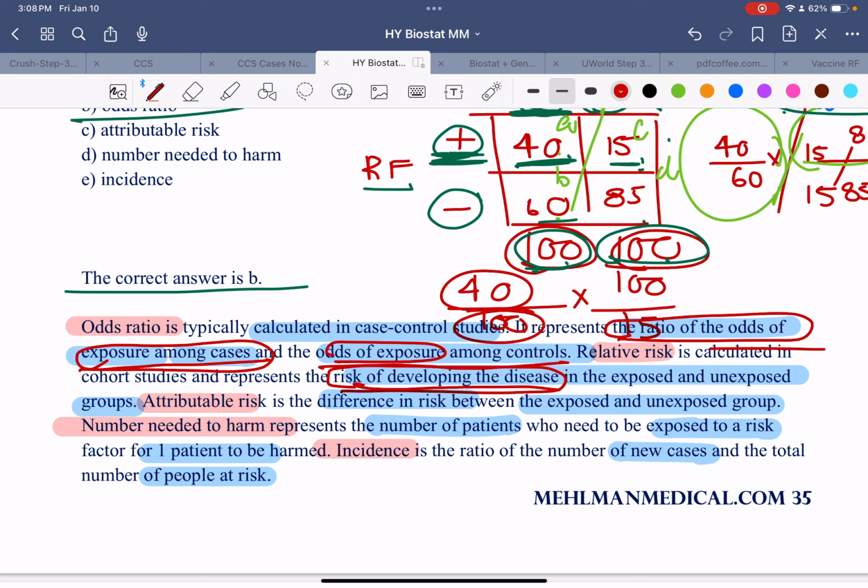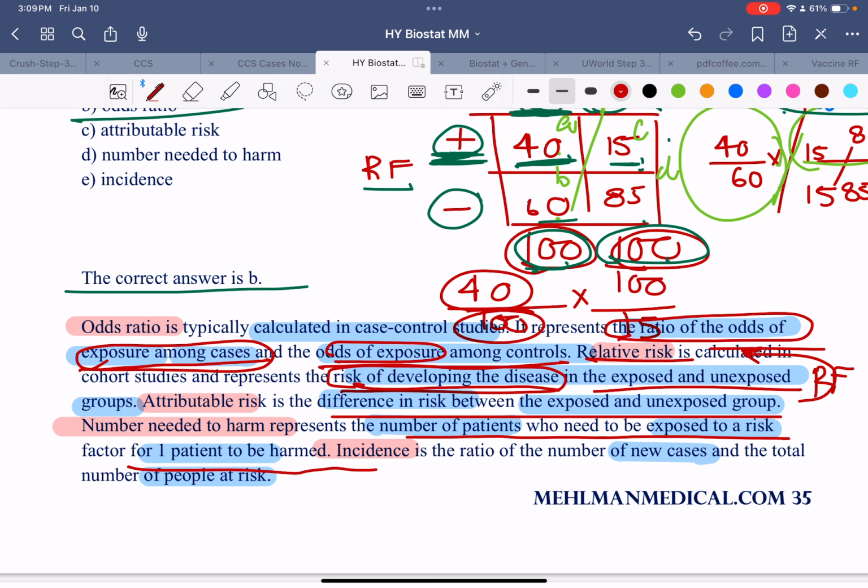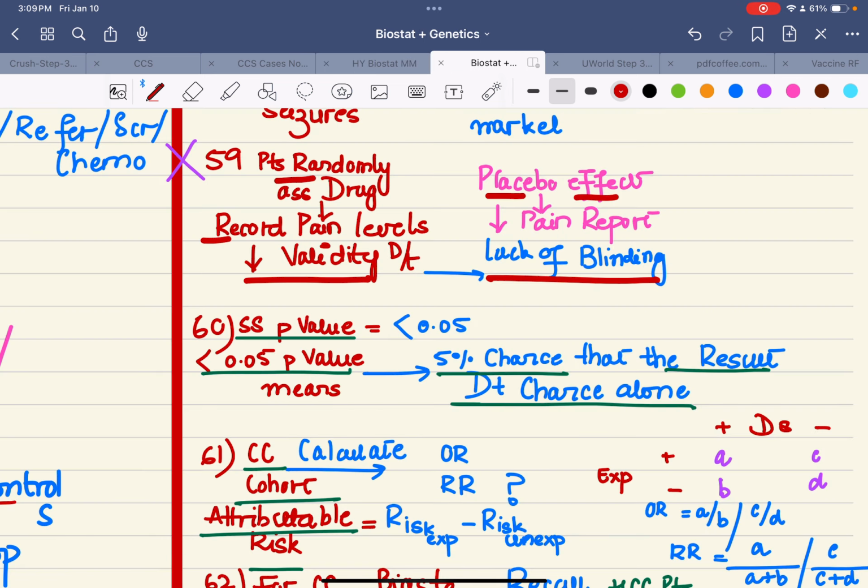Whereas the risk of developing disease in both the exposed and the unexposed, so we have groups that have the risk factor, and then the risk of developing disease, is the cohort study. In the cohort study this is known as a relative risk. Whereas if we find the difference in risk between the exposed and the unexposed, that is known as attributable risk, and the number of patients who need to be exposed to a specific risk factor to be harmed is known as number needed to harm, and it is 1 upon absolute risk reduction. And then the number of new cases to the total number of people at risk is known as the incidence.